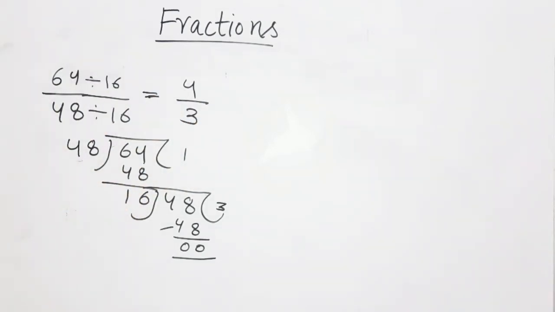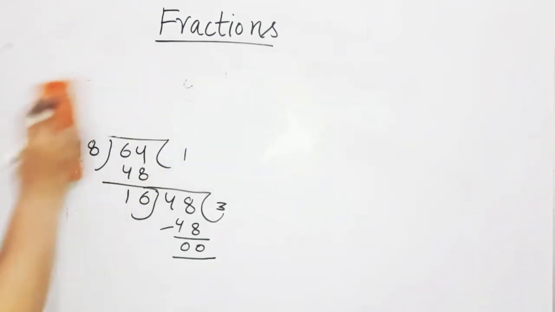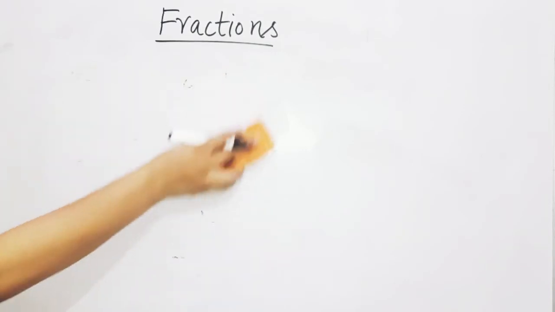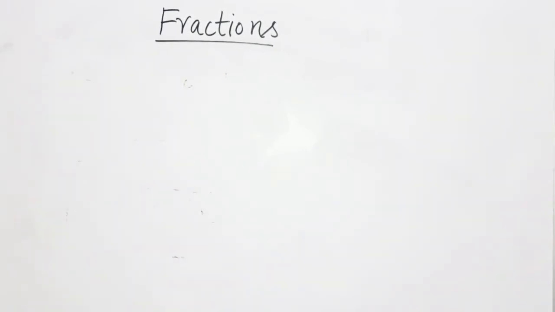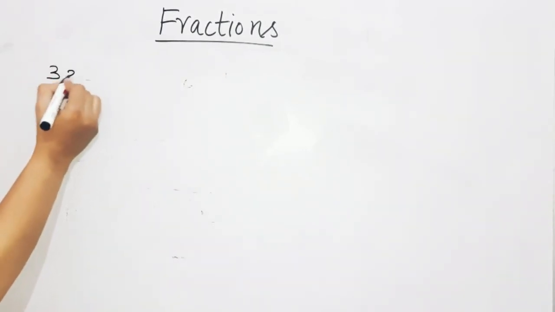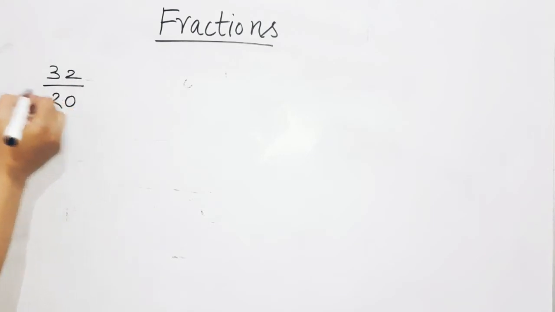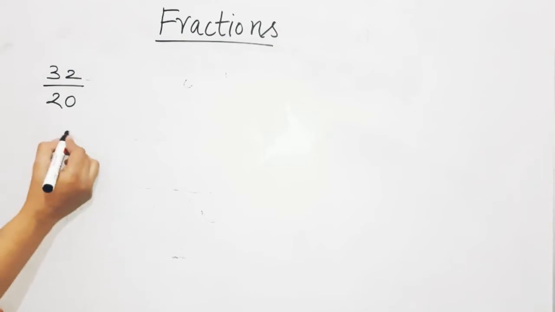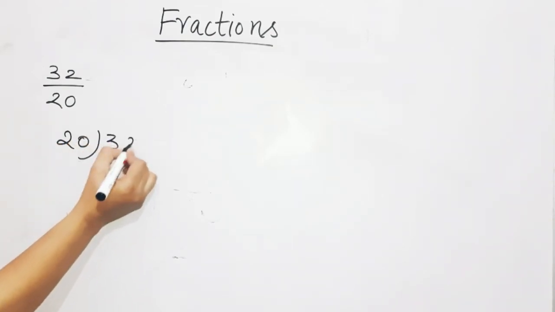So 4 upon 3 is the simplest form. Taking one more example in order to make you clear about the simplest form of the fractions. So the next example will be 32 upon 20, right? So what we have to do? We have to find out the HCF of the numerators and the denominators.